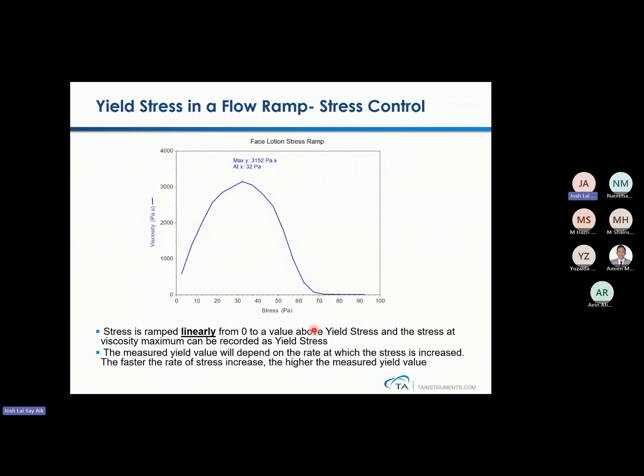So this is how we do a yield stress measurement. For yield stress measurement, we are not going to use a flow sweep here. We are always going to use a flow ramp instead. Typically ramp linearly from 0 to a value above yield stress. Typically you can start at 30 Pascal and just go all the way up to 90 Pascal. And then you can get the point here.